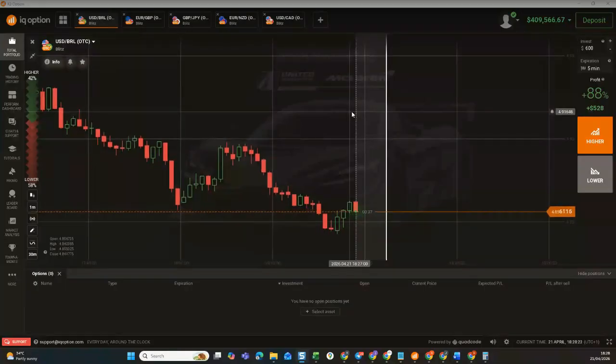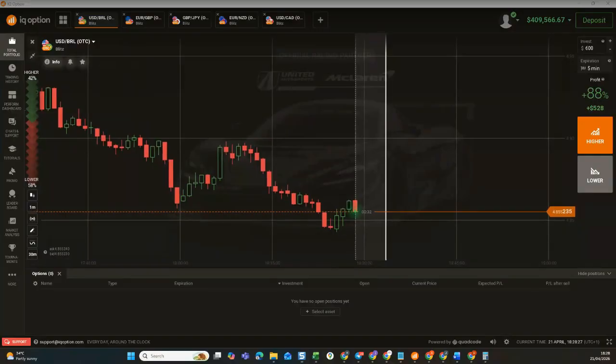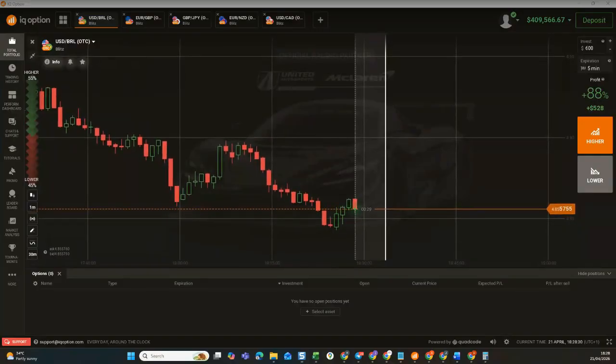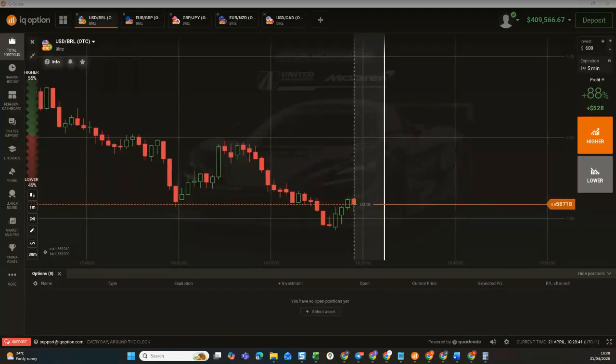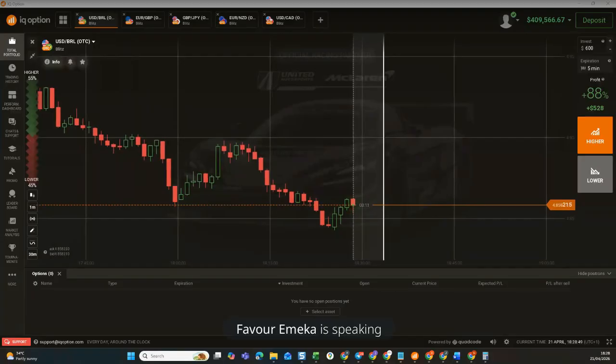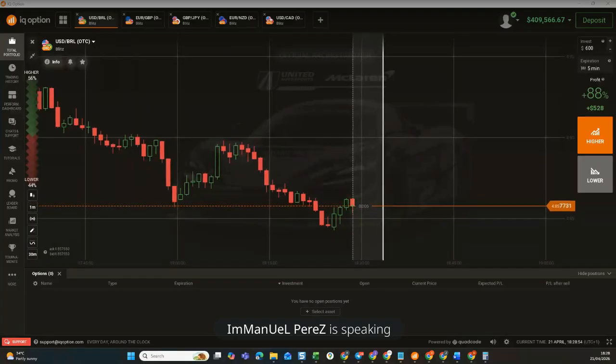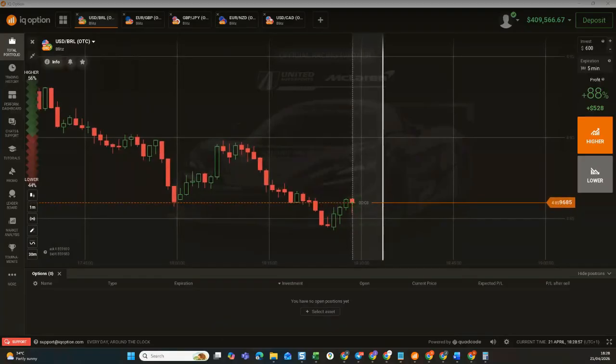Make sure you stay. Okay, Mr. Favor wants to ask a question. Yes, can you enlighten us on this martingale level you're talking about? Come again, sir. The martingale level you're talking about, I didn't really understand. I think you should clear out on the martingale level. It seems you need an explanation on martingale level. Yeah, okay.